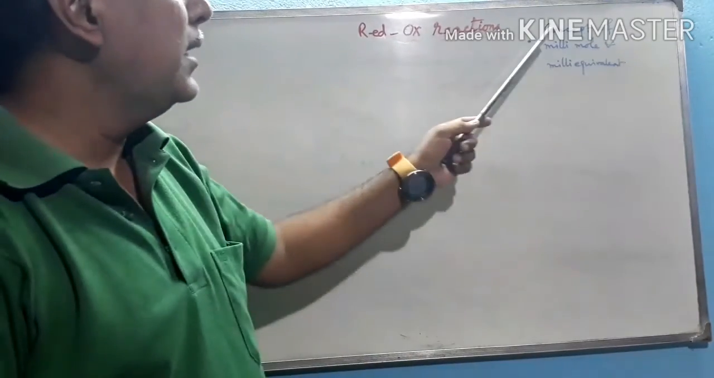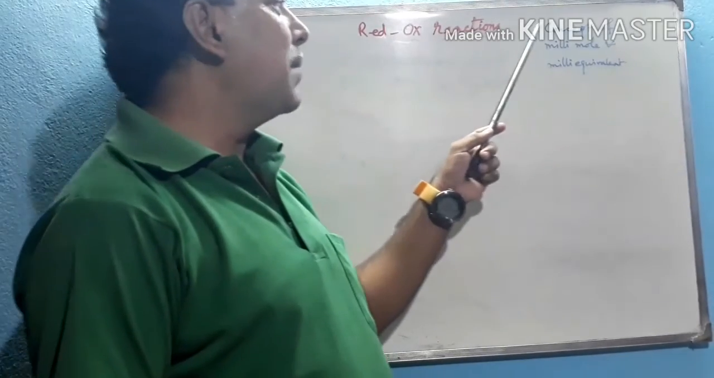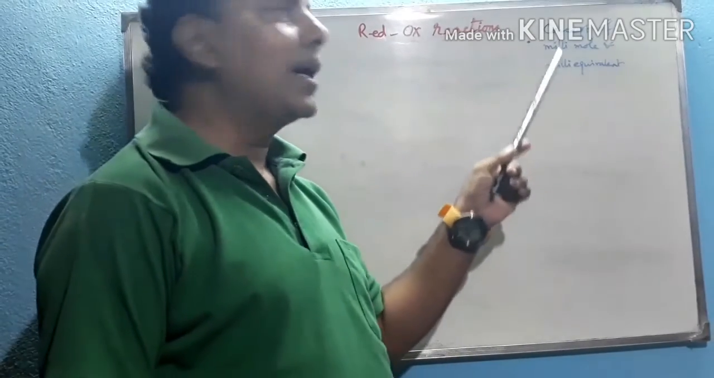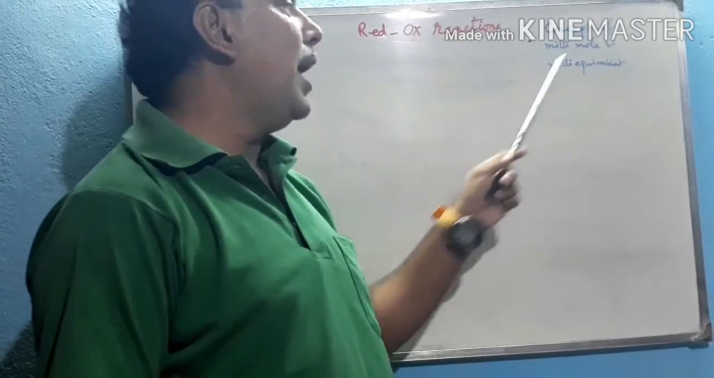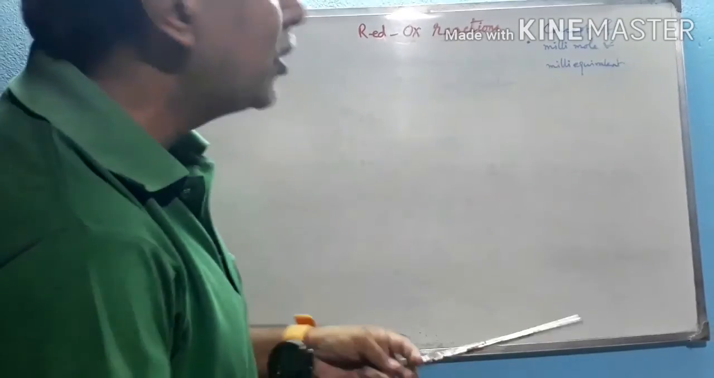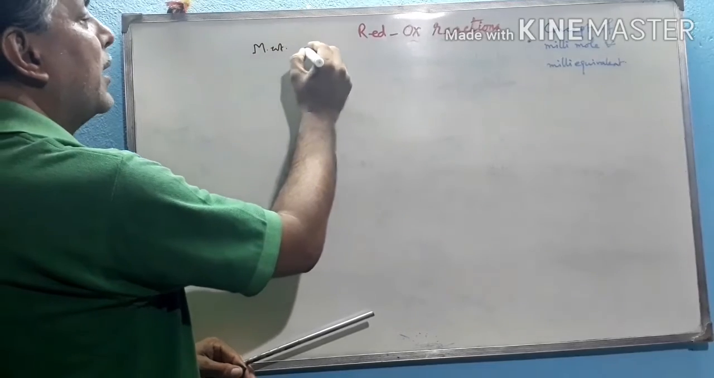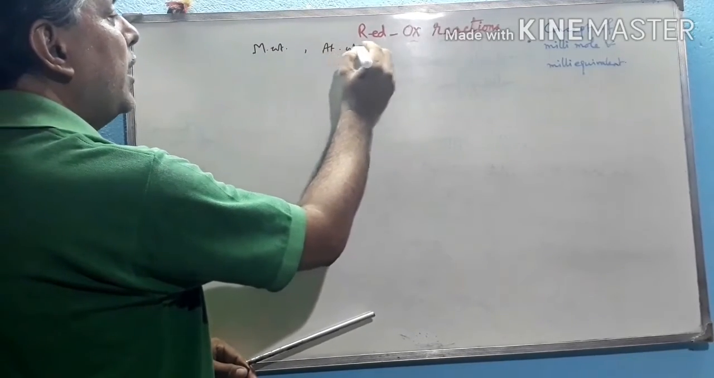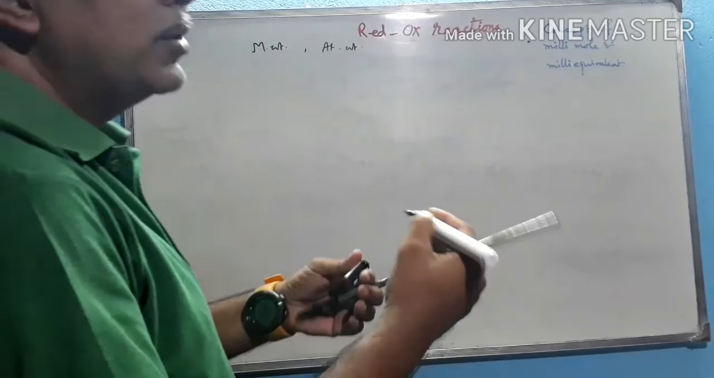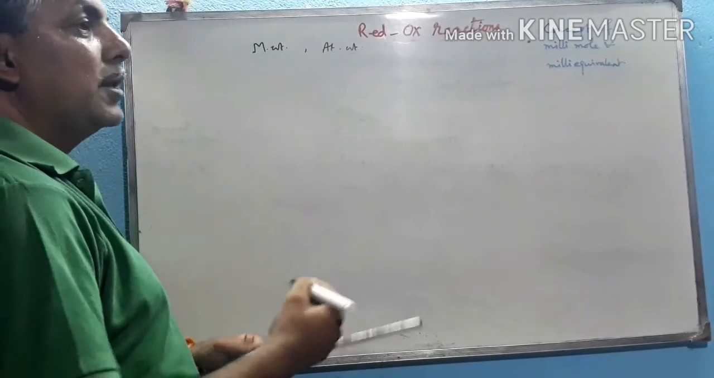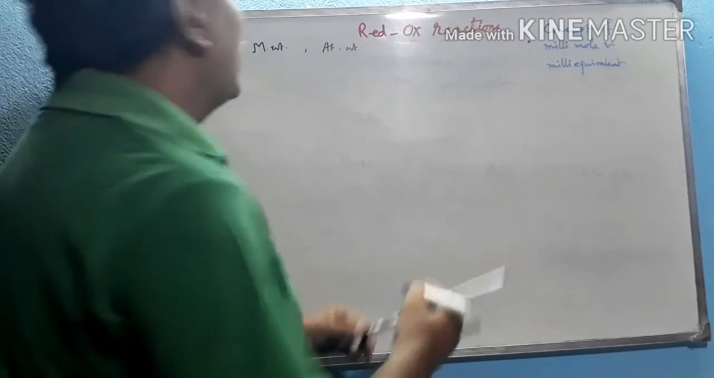Now we are discussing the practical portion, the part related to the concept of millimole and milliequivalent. What is equivalent weight? We already know that we can calculate the molecular weight of a substance, and we can find out the atomic weight from the periodic table with respect to its position. But what is equivalent weight?